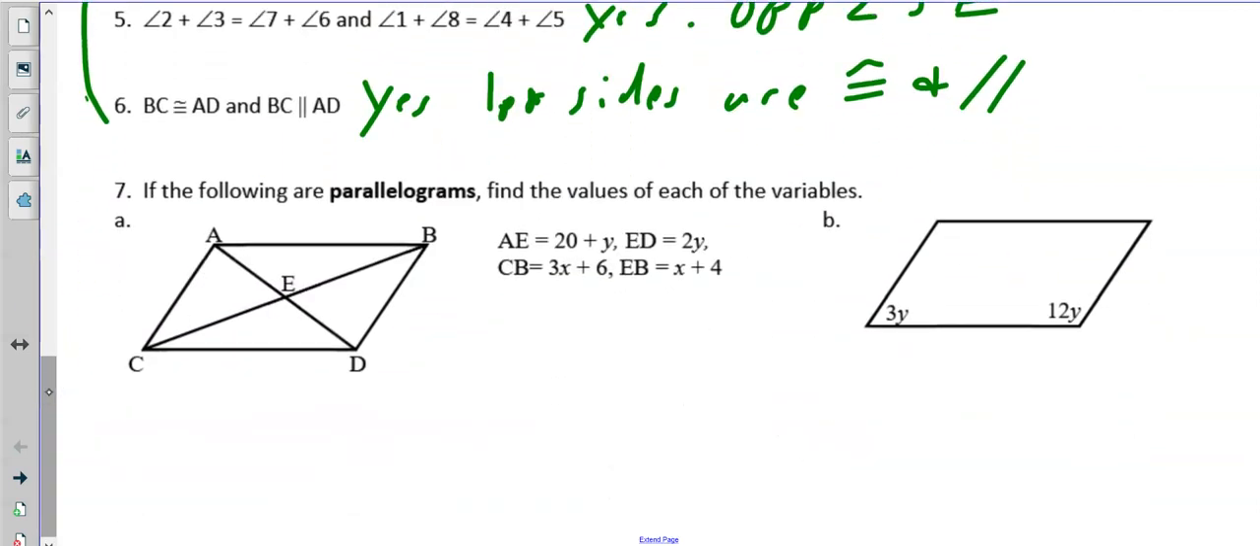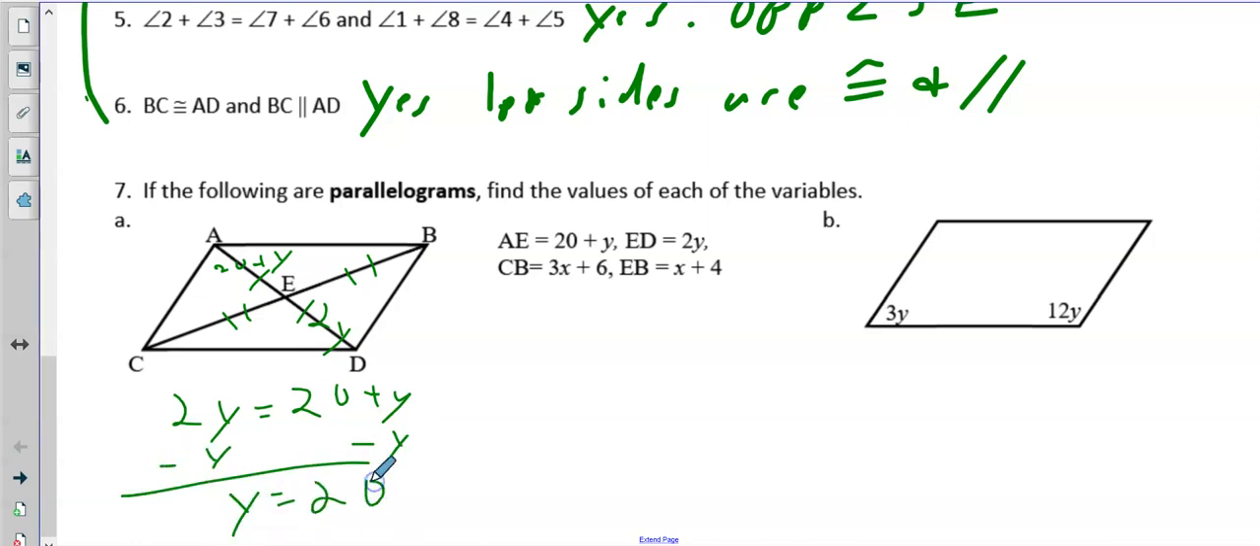All right, number 7. If the following are parallelograms, find the values of each of the variables. So it tells you that AE is 20 plus y. That's this segment right here, 20 plus y, and ED is 2y. Well, if they're parallelograms, these are equal because the diagonals bisect each other. So in that case, we literally just say 2y is equal to 20 plus y and solve. To solve this, we just subtract y, which gives us y equals 20.